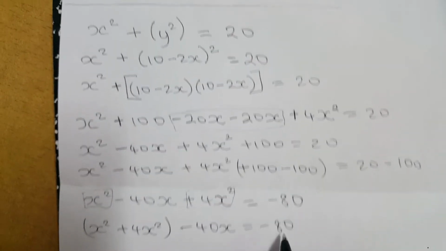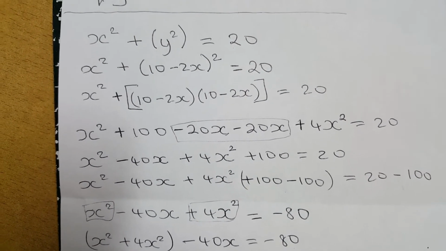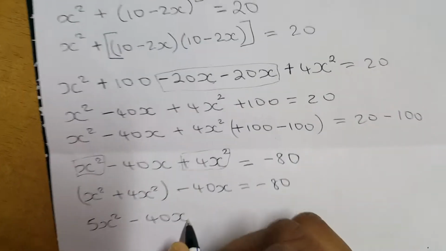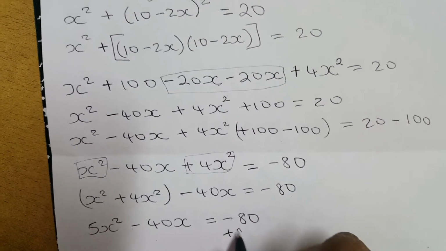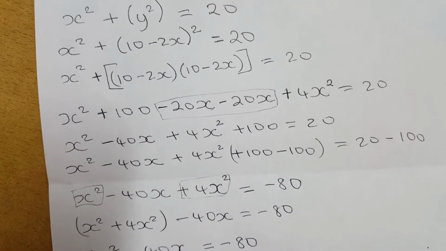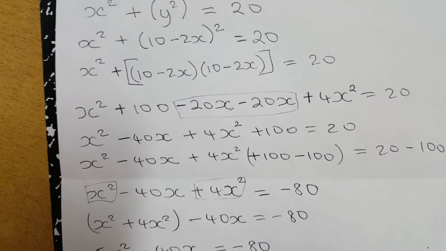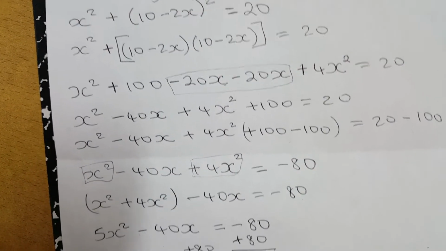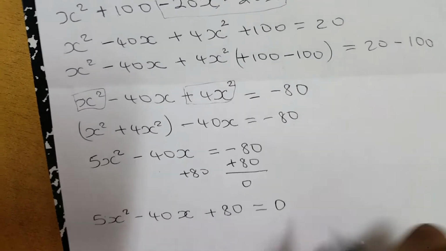But ultimately reintroduce this back to the next side in order to simplify. So we have 5x squared minus 40x equals negative 80. We bring this back, so plus 80 and plus 80 over here. I know it's a lot of work, but we'll eventually get somewhere. So we now have 5x squared minus 40x plus 80 equals 0.